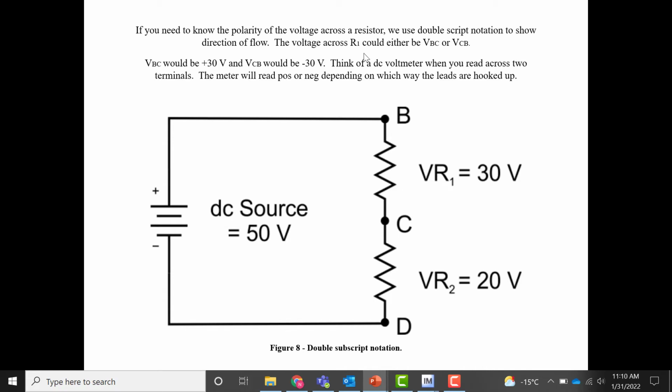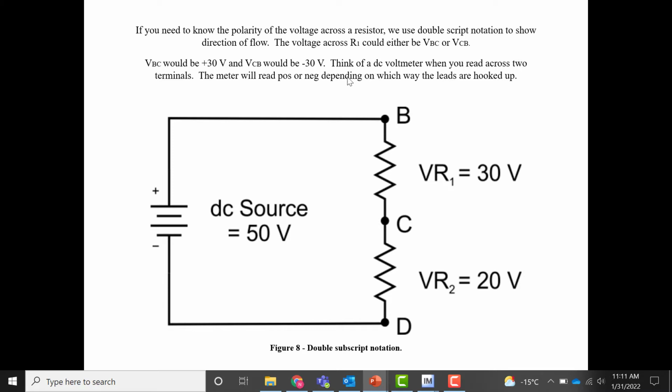So the value across R1 could be written as reading from B to C or C to B. We're just looking at this resistor right here. B to C would be a positive 30 volts, because B is positive, so the positive is going to sit right here with respect to C, because C is more negative, so we carry that negative all the way over here with respect to B. So if we're reading voltage B to C, it's going to be a positive voltage. In the same vein, C is more negative with respect to B, so if we were reading from C to B, it would be a negative 30 volts.